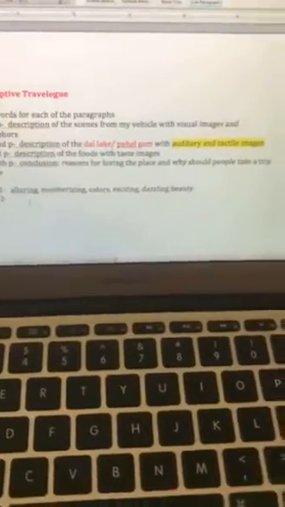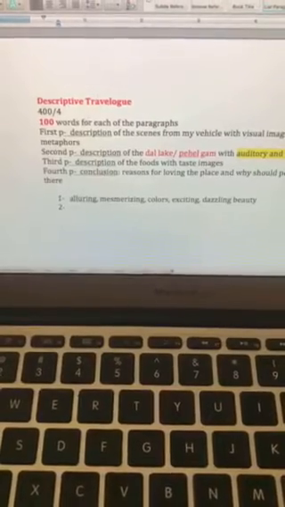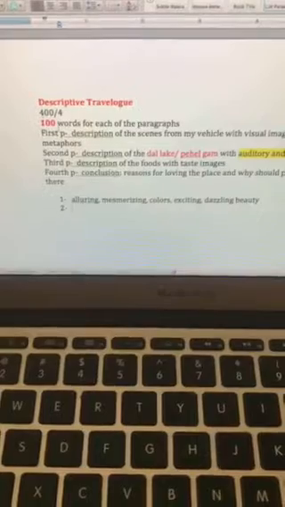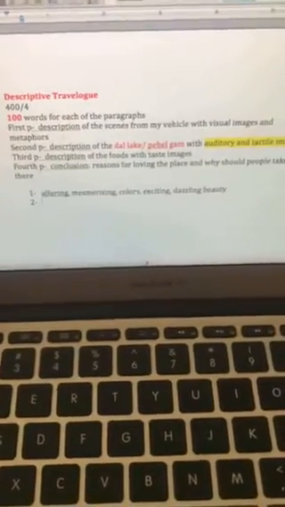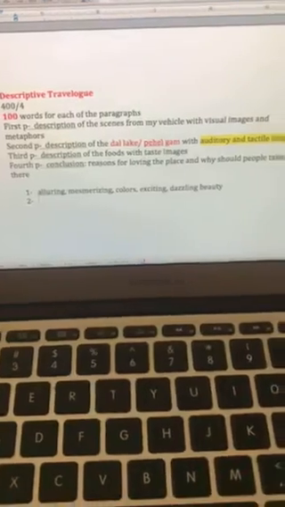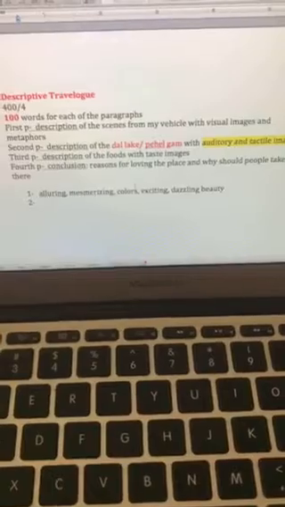So, you know, this is the overall view. For a descriptive travelogue, we have a word limitation. It can be 400 words, 100 words for each of the paragraphs, and we have to write whatever description we are going to write and decide what descriptive language we are going to use. I'm just writing it here.